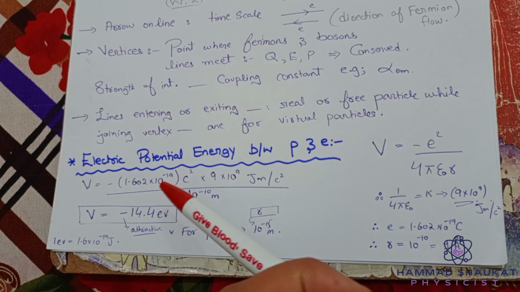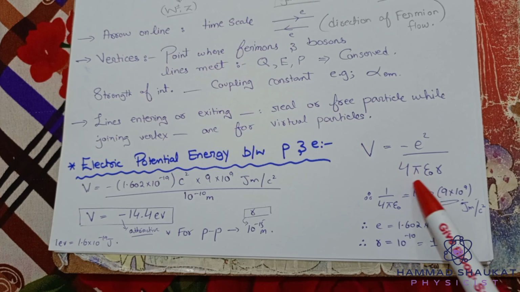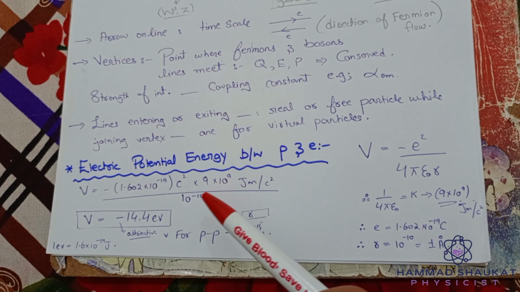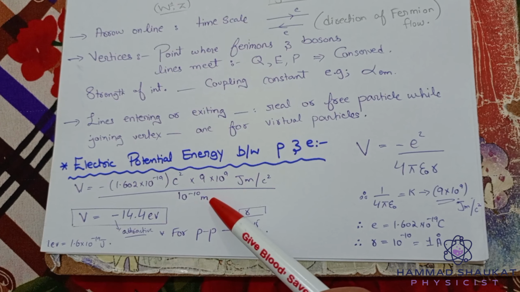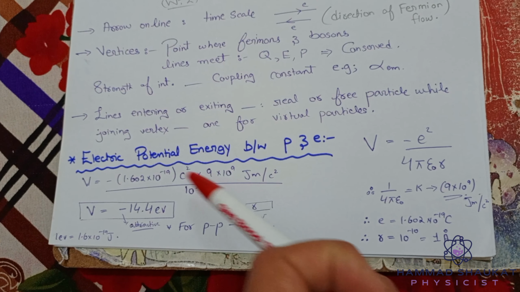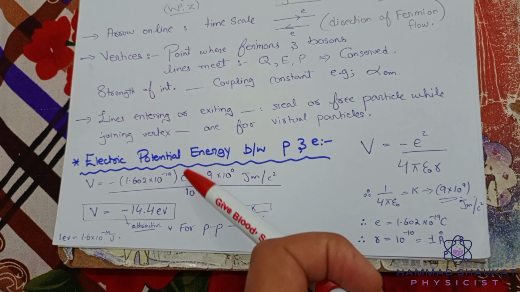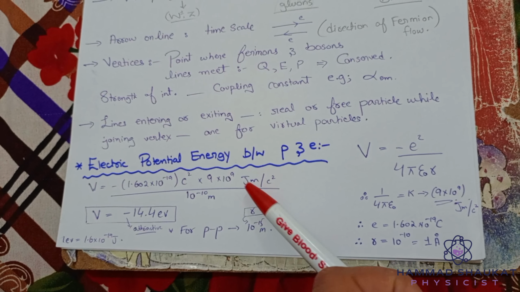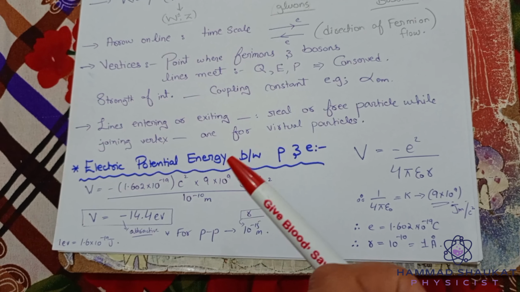So charge square multiplied by 1 by 4 pi epsilon naught, which is equal to 9 into 10 raised to power 9, divided by r, the separation. We are taking 10 raised to power minus 10 meters. The unit of K is joule meter per coulomb square, and the unit of charge is coulomb, so coulomb square cancels with coulomb square, meter cancels with meter, and you will be left with only joules.